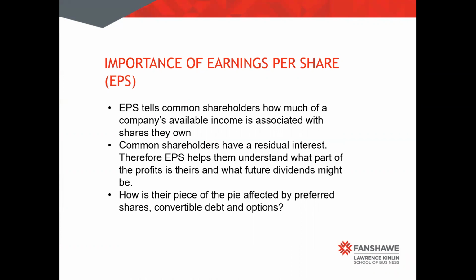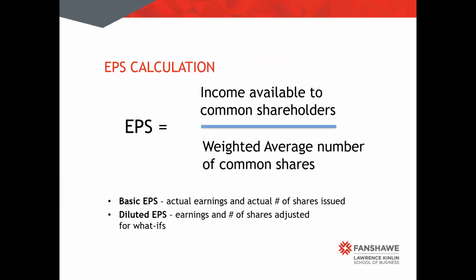Some of the different pieces to consider are the fact that the common shareholders have residual interest. Therefore, whatever is left after paying liabilities, paying preferred shares, and all these other debts that they might have, it's what's left. Something to consider when you're looking at the earnings per share calculation is how their allocation is affected by preferred shares or other convertible debt instruments. So these earnings per share calculations consider some of those components.